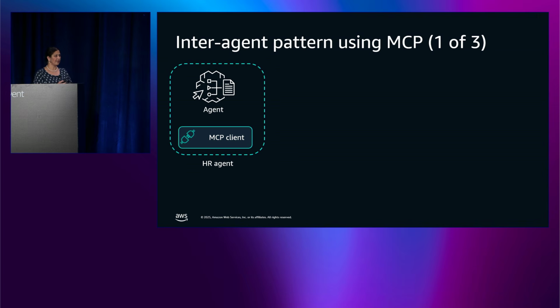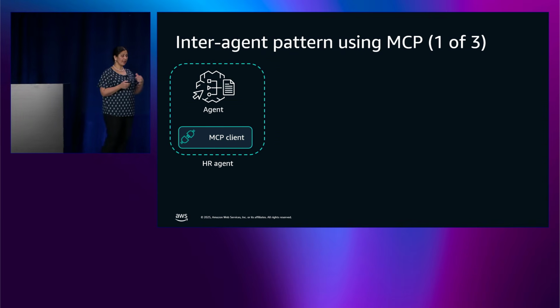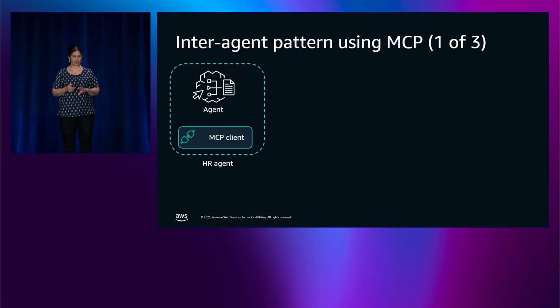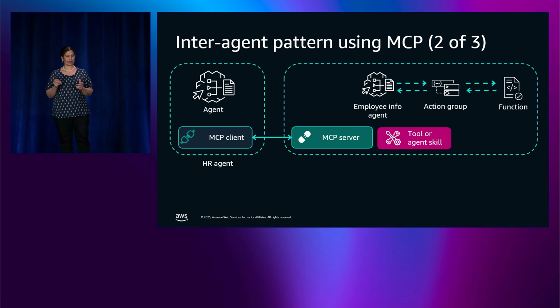So let's look at an example of how this inter-agent pattern works. On the left, I've got an agent which has an MCP client. This is an HR agent, so it will talk about HR policies. This MCP client is up and running with this agent. Now the HR agent needs access to a tool. It wants to get some information, for example.